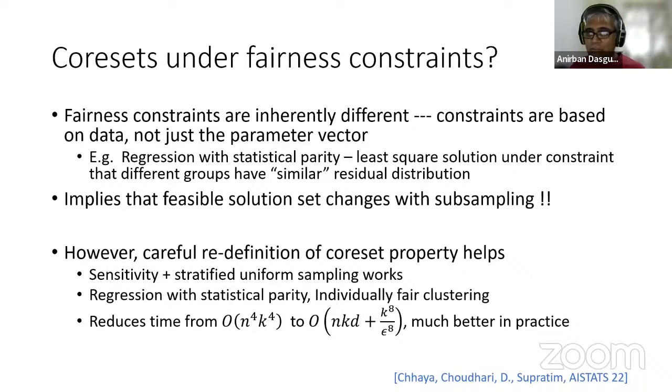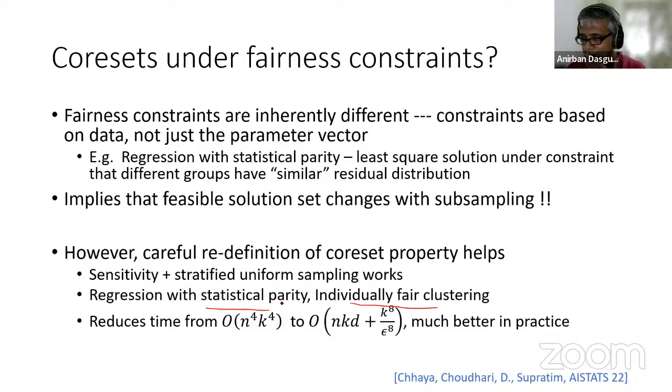However, we had a paper that came out in AI Stats this year. It says that you have to redefine this coreset property a little bit carefully. And using this, you're able to define coresets for a bunch of fairness problems, including regression, statistical parity, individually fair clustering, etc. And that dramatically reduces the complexity of these fairness algorithms.